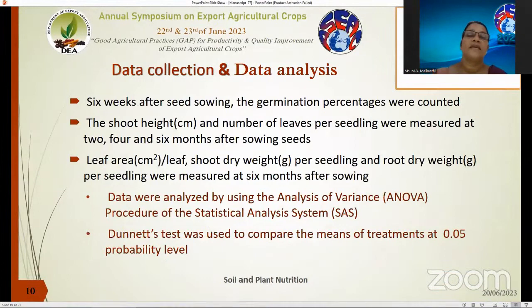Data collection and data analysis. 6 weeks after seed sowing, the germination percentages were counted. The shoot height and number of leaves per seedling were measured at 2, 4 and 6 months after seed sowing. Leaf area, shoot dry weight and root dry weight per seedling were measured at 6 months after sowing. Data were analyzed using analysis of variance. Dunnett's test was used to compare the means of treatments at the 0.05 probability level.